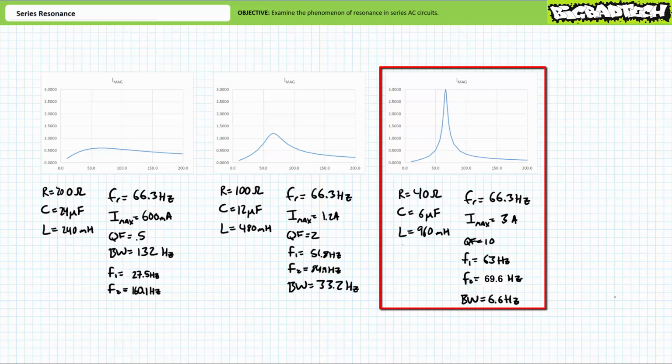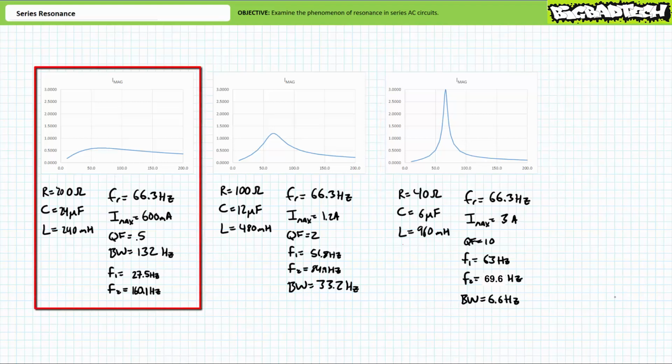The plot on the right is a modified series AC circuit consisting of a smaller 40 ohm resistor, a smaller 6 microfarad capacitor, and a larger 960 millihenry inductor. At the resonant condition of 66.3 Hz, current peaks at a much larger 3 amps. It has a quality factor of 10, a bandwidth of 6.6 Hz, symmetrically distributed between 63 Hz and 69.6 Hz. At resonance, we observe voltage across the reactive elements to be 10 times the source voltage.